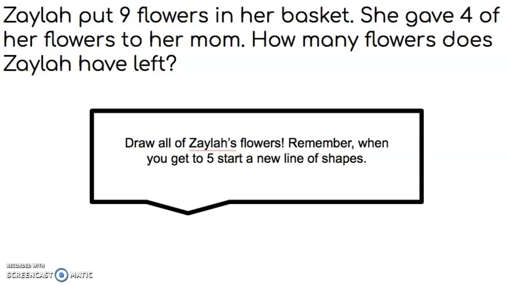Remember, after you get to the 5th flower, I want you to go to the bottom line. So you'll draw 1, 2, 3, 4, 5, and then underneath it you'll draw the rest of your flowers. Now, don't take a lot of time to draw the most beautiful flowers. Just draw a circle or a square. Hit pause while you draw the flowers and hit play when you're ready to go.